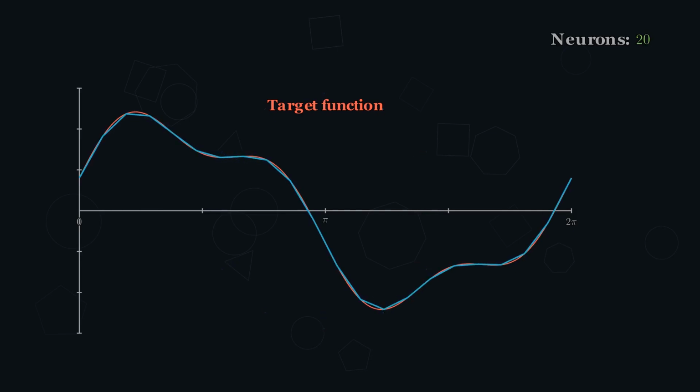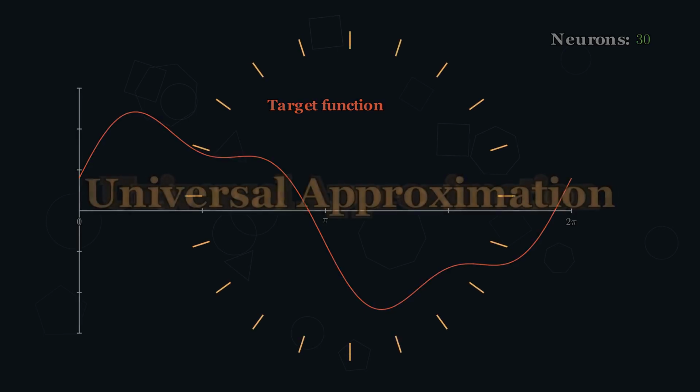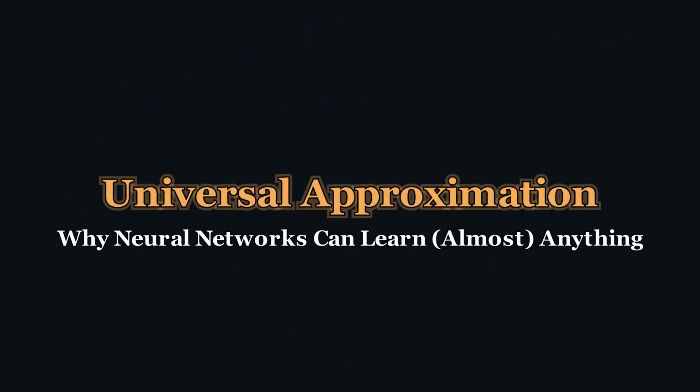In 1989, a mathematical proof changed computer science forever. It showed that a single layer of neurons, each computing nothing more than a simple bent line, can approximate any continuous function to any desired accuracy, given enough neurons. This is the Universal Approximation Theorem, and understanding it will show you why neural networks can learn almost anything.